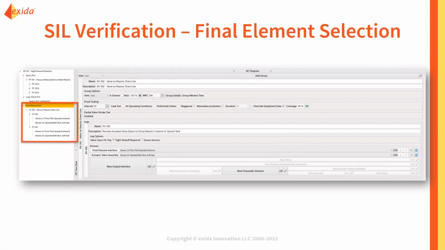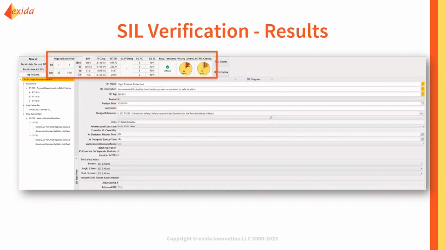So here you can see all of the parameters that we're considering specifically for the final element. Once your SIF is modeled, you can see the results. And if we take a little bit of time to look here, you're able to see the risk reduction factor, the PFD average, and the mean time to fail spurious for each part of the SIF. So the sensor, the logic solver, and the final element, and then the overall result for the entire SIF.